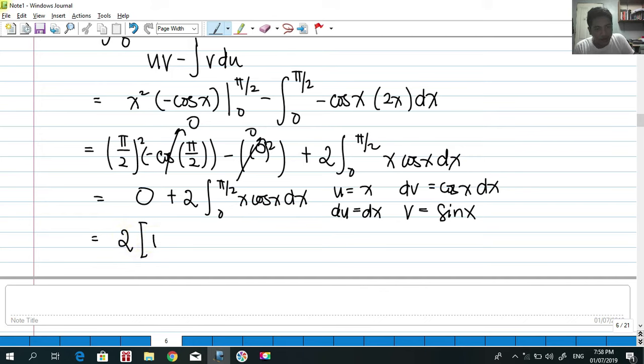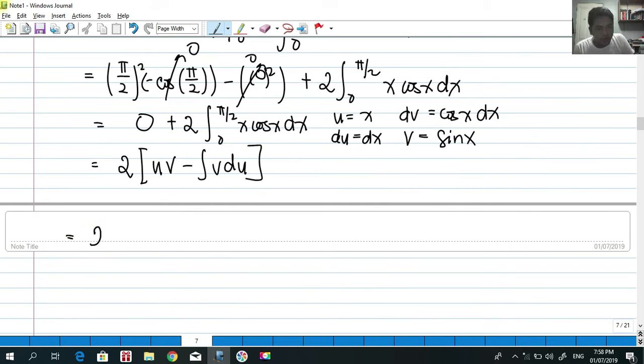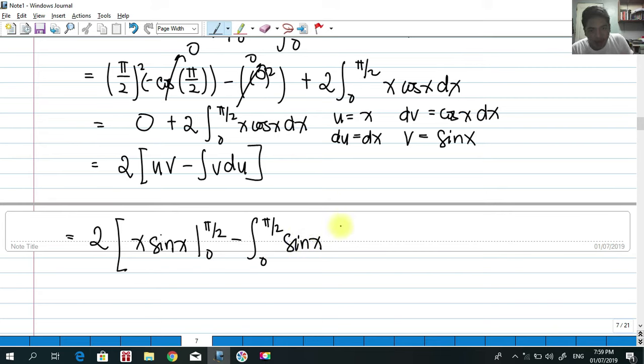So, again, applying the formula. This should be our formula. We have 2 outside and we're going to evaluate that. That should be uv minus the integral of v du still. So 2 multiplied by uv. u is x, v is sine of x, of course still evaluated from 0 to pi over 2. Don't forget that always. Minus the integral from 0 to pi over 2 of v du. So we have v as sine of x, and du is equal simply to dx.